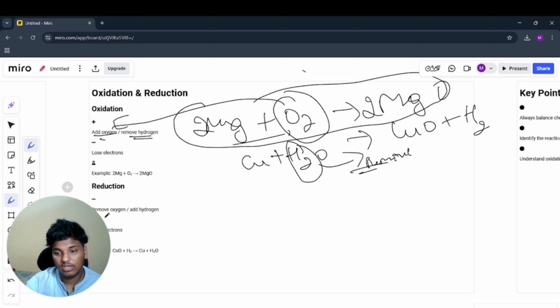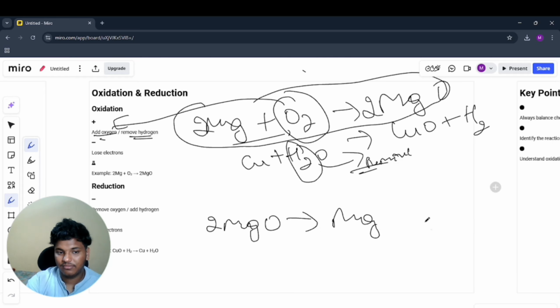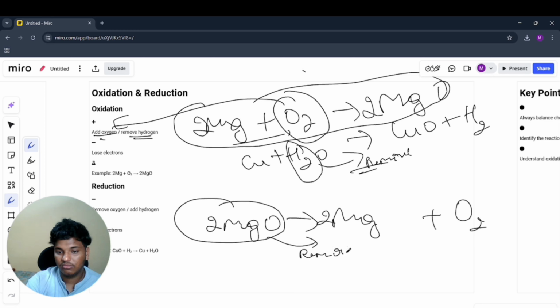In reduction, it is the opposite. Either you can remove oxygen or you can add hydrogen. For example, you can see the removal of oxygen. If you take this example, as you can see here, oxygen is already added. So we are removing oxygen from the reaction. This is known as reduction.